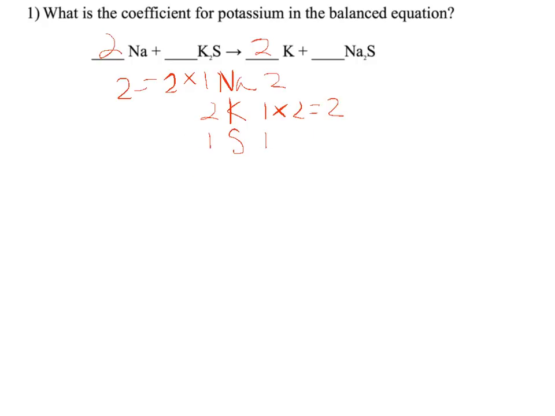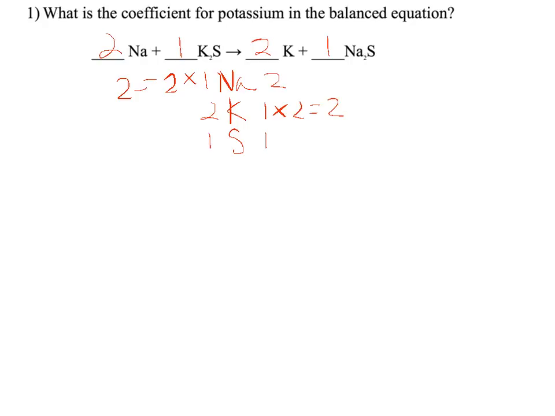that we're done balancing. There's no number in front of the K2S, which is potassium sulfide, or the Na2S, which is sodium sulfide. When you have no number in front, that means that the coefficient is 1. So you can either put numbers in front or you can leave them blank. You just have to understand that that means 1.